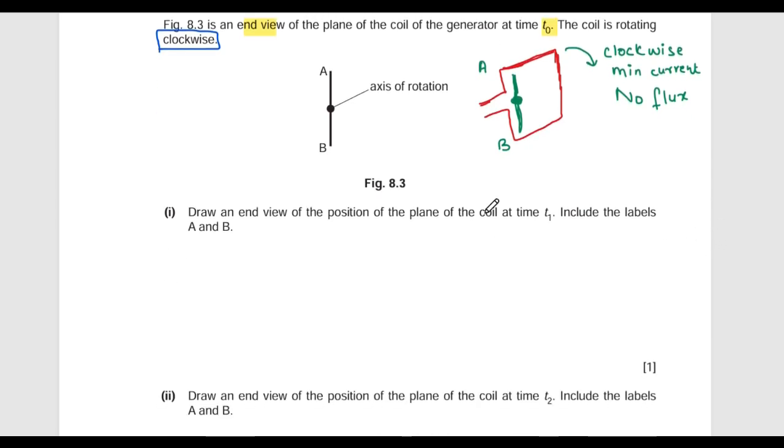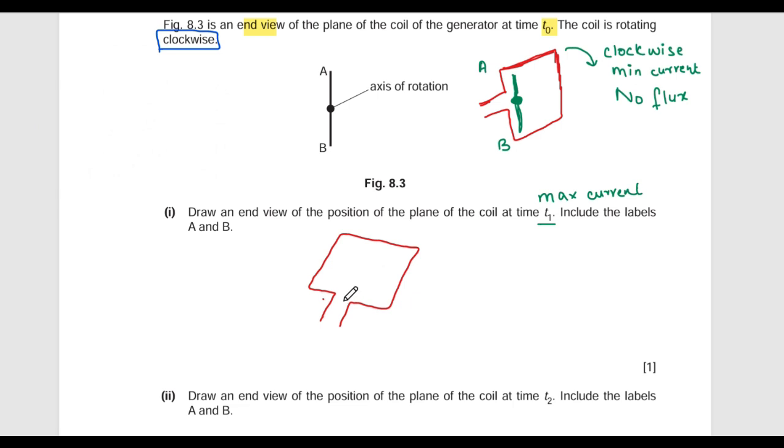The first part of the question says draw an end view of the position of the plane of the coil at time t1. Include the labels A and B. So at t1 the current is maximum, so the position of the coil would be totally opposite to this. If this is vertical, then at this time the coil would be horizontal.